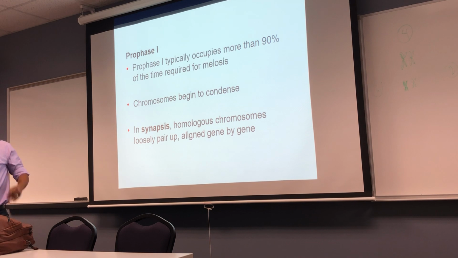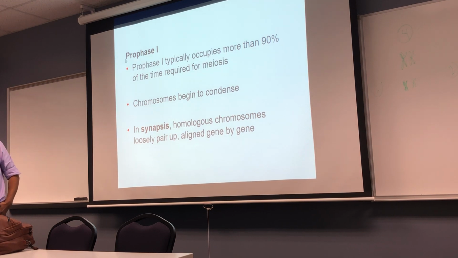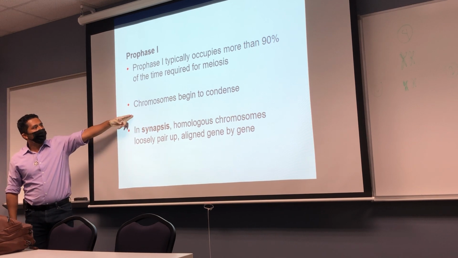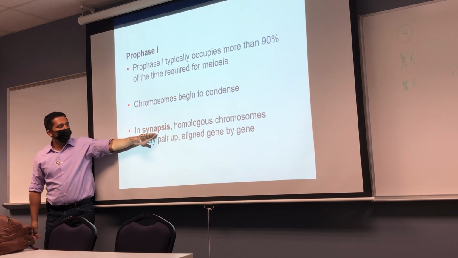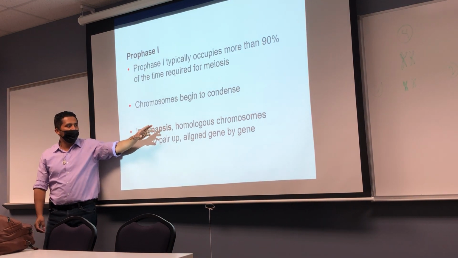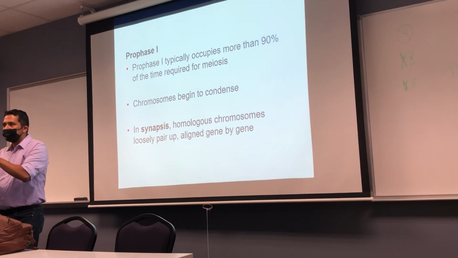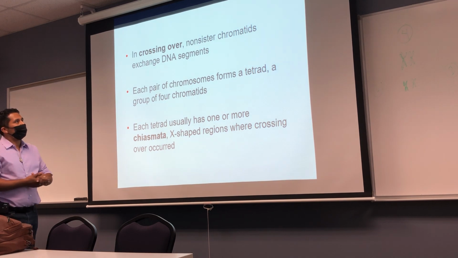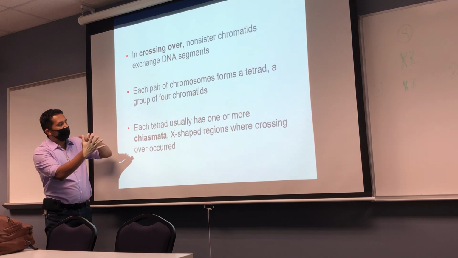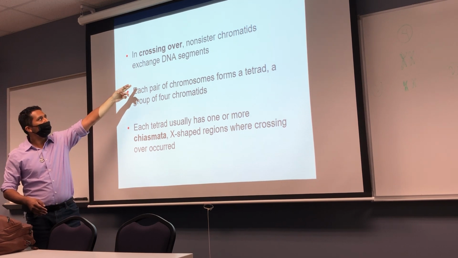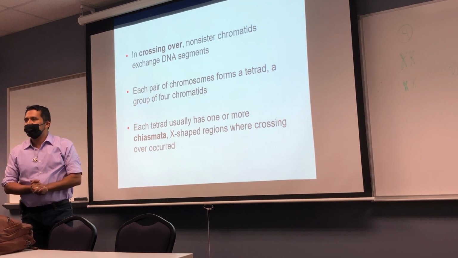On prophase 1, this is what happens. This typically occurs more than 90% of the time for meiosis, and chromosomes begin to condense. But one of the main distinctions of prophase 1 is synapsis. That's where the homologous chromosomes loosely pair up, aligned gene by gene, close with one another. Once they do synapsis, then they form this chiasmata, the X shape, because of the crossing over, where these non-sister chromatids exchange DNA segments.